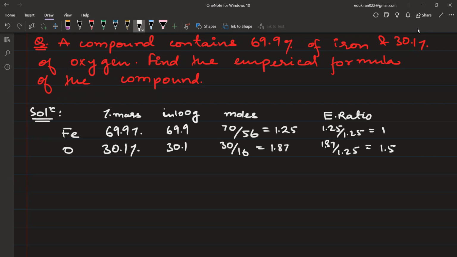Okay. Now this is not simplest whole number ratio, so you will convert this to whole number ratio. So whole number ratio will be, you will multiply this by 2 and you will multiply this by 2. So you will get 2 and you will get 3. So empirical formula is equal to, how much is Fe? Fe is 2 and oxygen is 3.